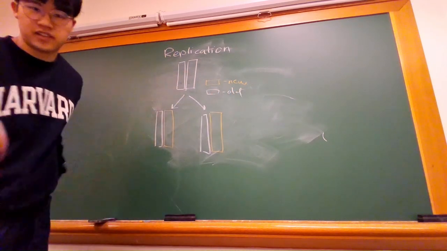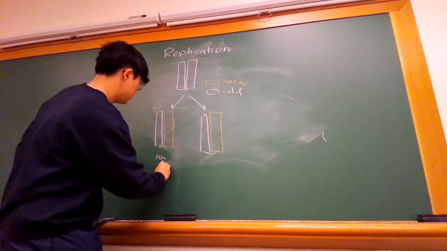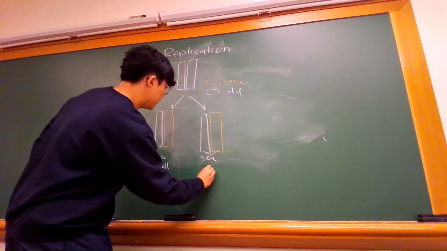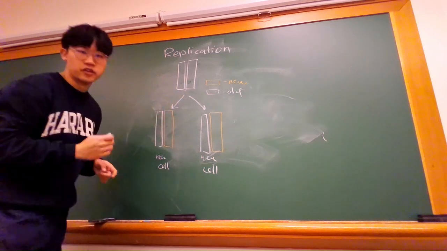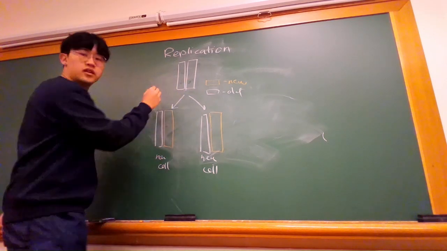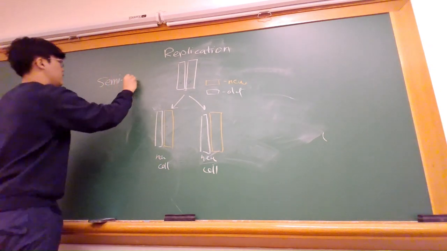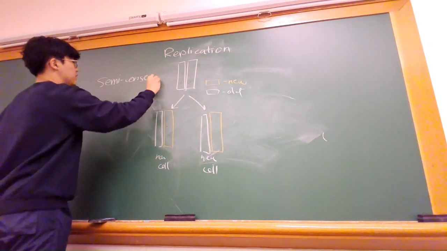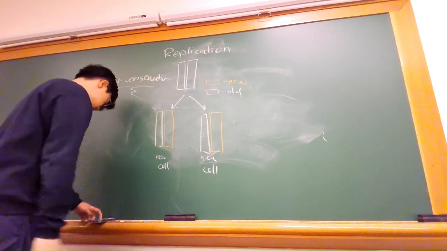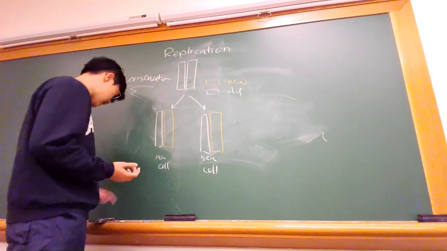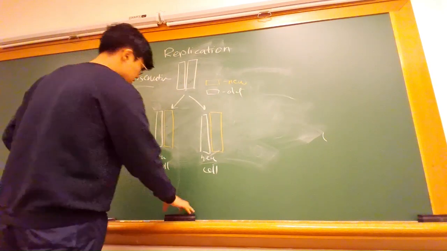So you can see we call it semi-conservative because after we divide, each new daughter cell has half of the DNA that the original mother cell had. So that's why it's semi-conservative. We're conserving half of the DNA. Awesome. Okay, so let's start getting into the actual process of replication itself.